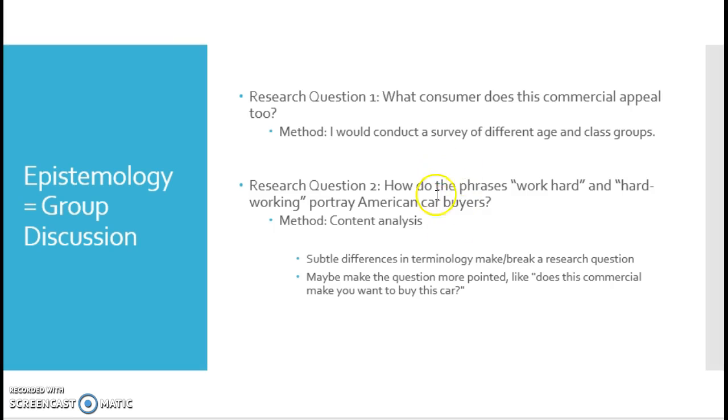It's important here that this is a very different kind of question than this one. This one asks what an audience member might think or feel or do in relationship to the commercial. And this one asks a question about the commercial itself, the content itself. And in that situation, we would need to use a method that gets at the content in some way.